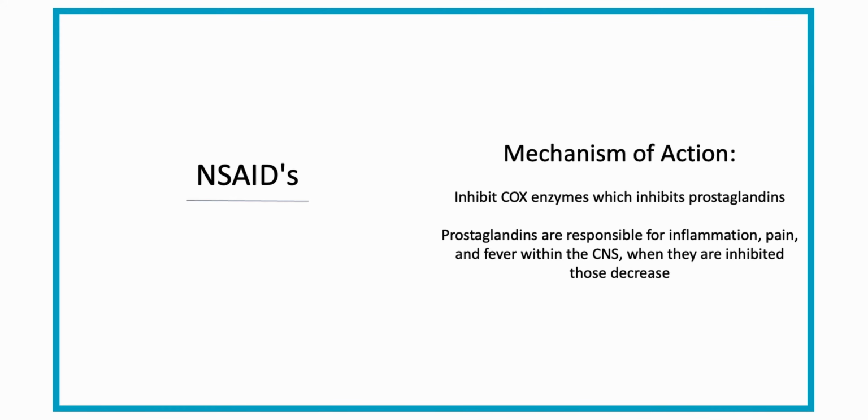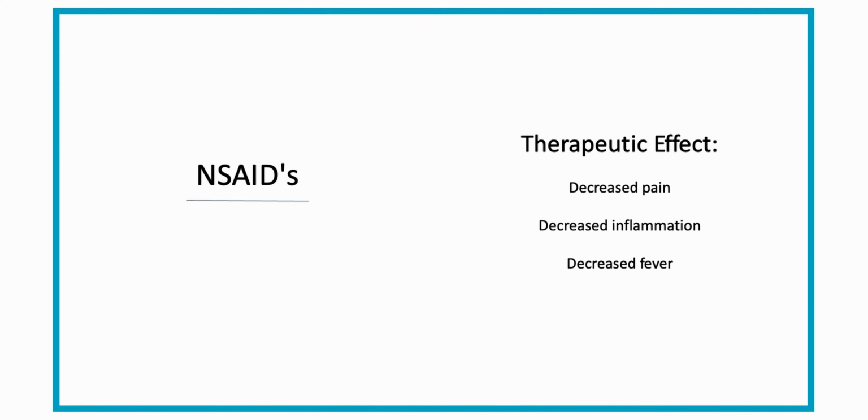It is also thought that by inhibiting the prostaglandins, it stimulates the serotonin pathways within the central nervous system to help increase serotonin, that feel-good hormone. The therapeutic effect of NSAIDs are decreased pain, decreased inflammation, and decreased fever. They're also helpful to reduce clotting with the inhibition of platelet aggregation, especially in patients who are at risk for a heart attack or stroke.